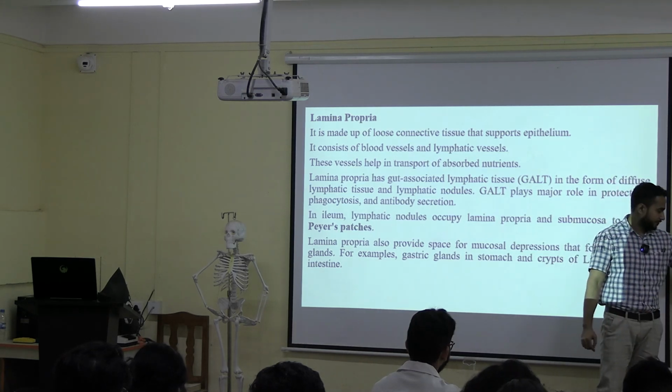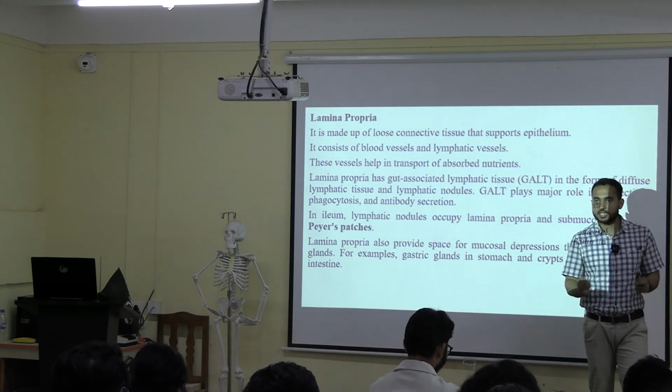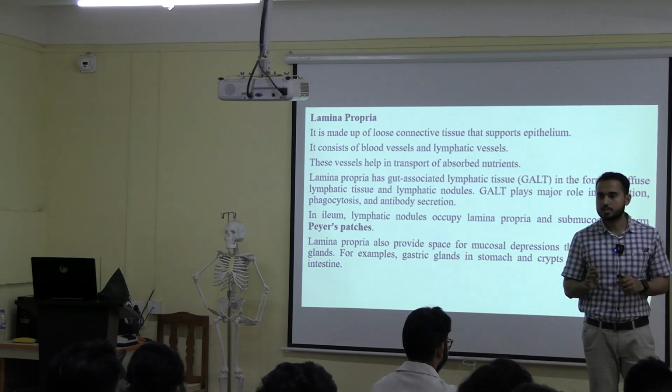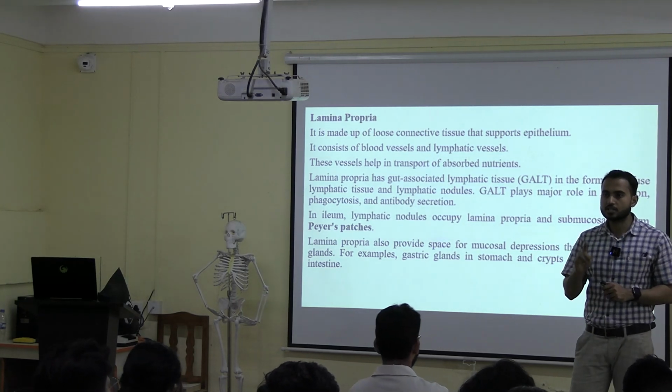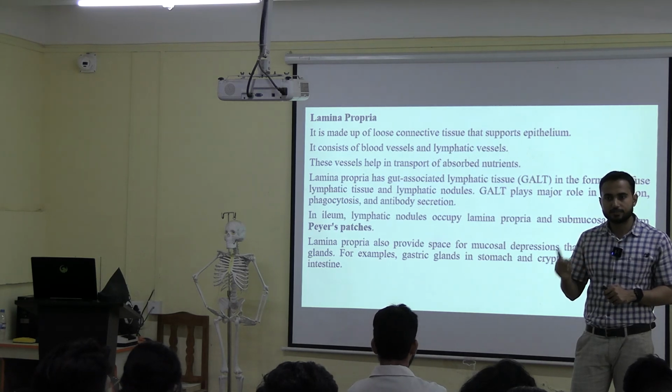Bronchus associated lymphoid tissue. That is an aggregation of lymphatic follicles and lymphatic nodules in the lamina propria of the trachea. That is called BALT, bronchus associated lymphoid tissue.